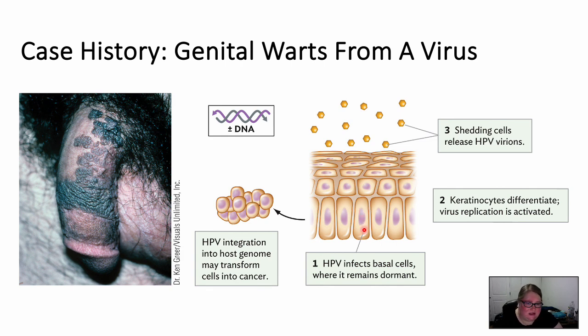Okay, so what happens is these basal cells can turn into keratinocytes, which are what we see here on the penis. And when this happens, it activates virus replication. So it's going to start to make new virions. Okay, and then the cells are going to divide and release these HPV virions.